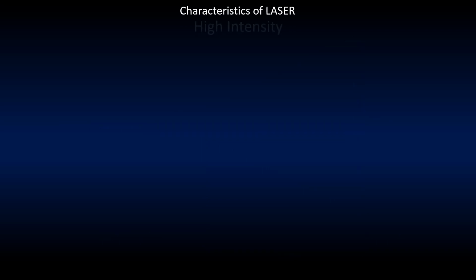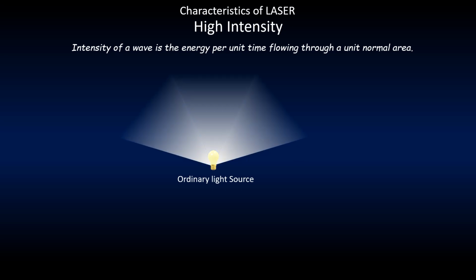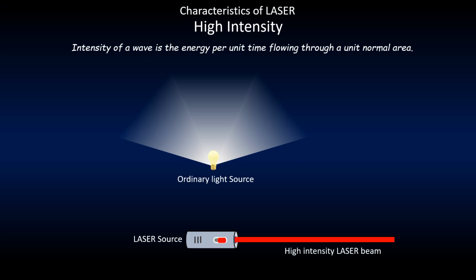Let's talk about high intensity. You know that the intensity of a wave is the energy per unit time flowing through a unit normal area. In an ordinary light source, the light spreads out uniformly in all directions. Whereas in laser, the light spreads in a small region of space and in a small wavelength range. Hence, laser light has a greater intensity when compared to the ordinary light.